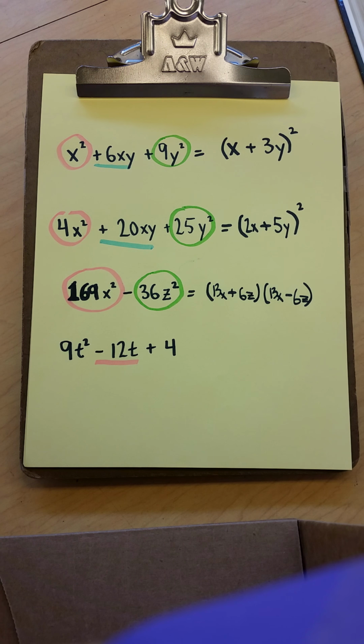The last problem is the same as the first two, except it has a negative middle term, so we expect a subtraction. The square root of 9t squared is 3t, and the square root of 4 is 2. So we have our final answer. All four of these fit our pattern, so we were able to reduce them accordingly.